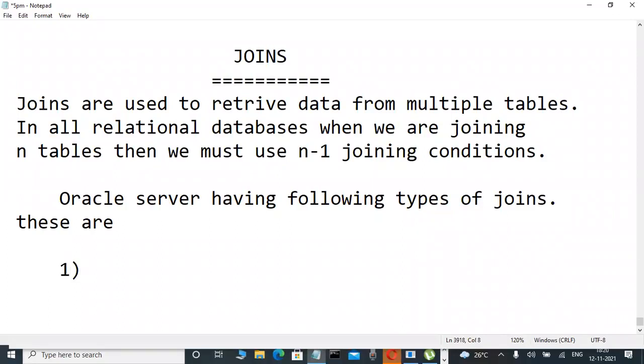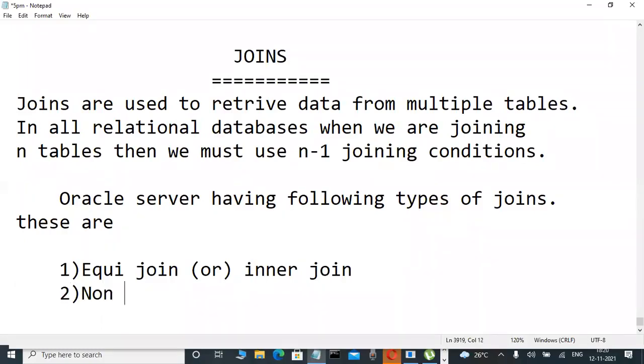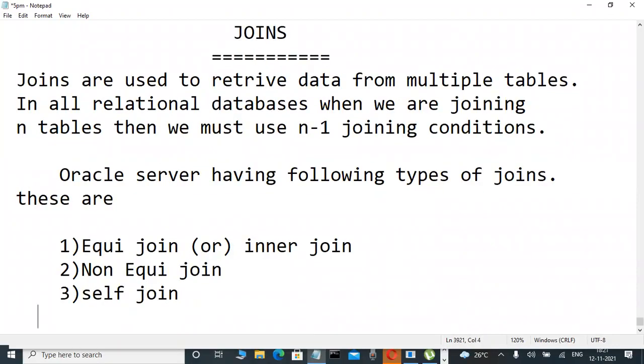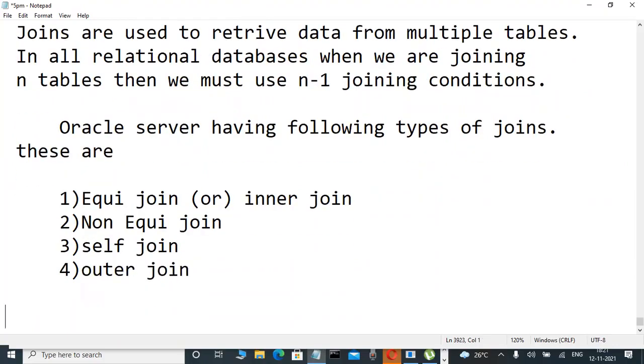Now the first one is a very important concept, equi-join, most powerful. Some people call it inner join, don't write it here. Observe here. Second one is non-equi-join. Third one, a most powerful concept, self-join. Every database has self-join also. And another one is outer join. These terminologies are most powerful and practically very interesting.